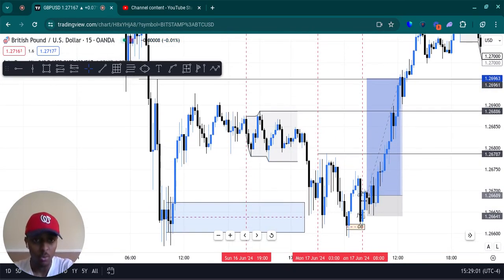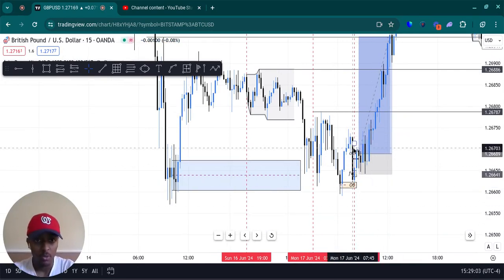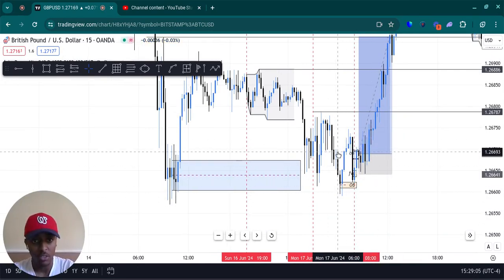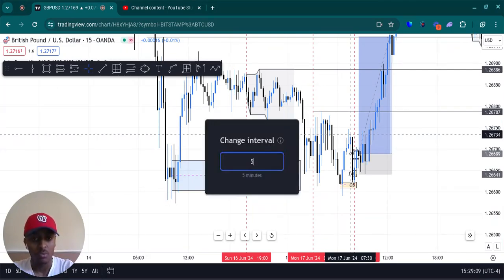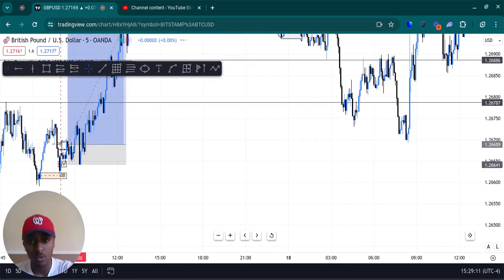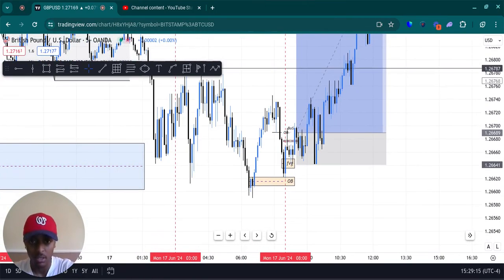We wait for New York Open, as usual. And what do we notice? We get a 15-minute break of structure coming into New York Open, right? So I am very much interested in seeing if this order block can hold. This is the order block that led to this 15-minute break of structure that we just saw.